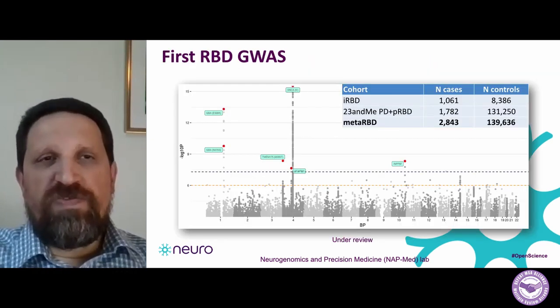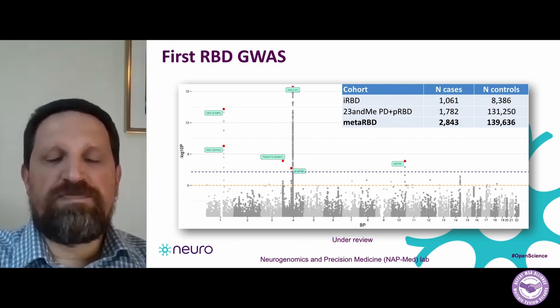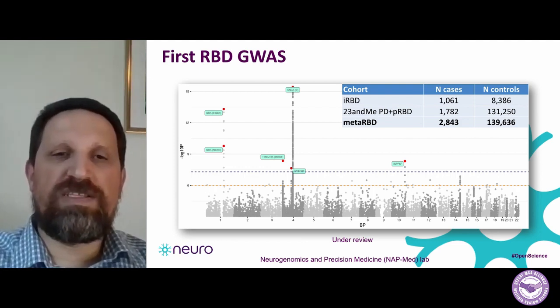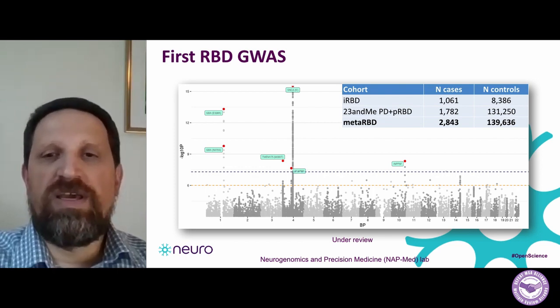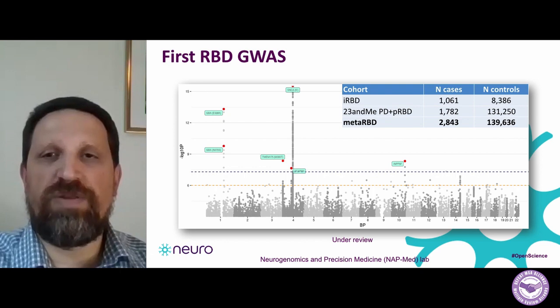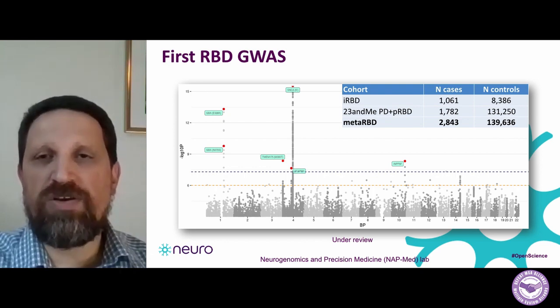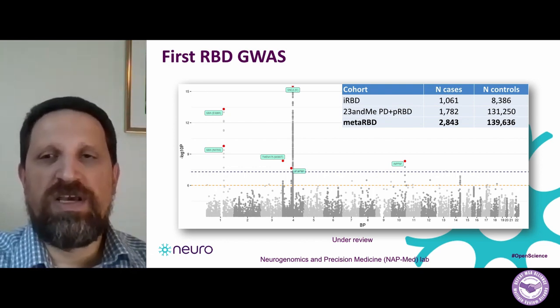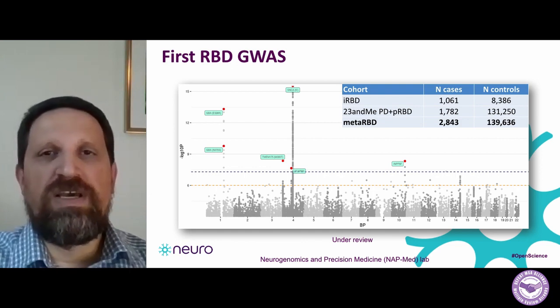So we're currently performing, it's still unpublished, the first Genome Wide Association Study on RBD, where we find several genetic areas that are associated with RBD. In this study, we had more than 1,000 patients with RBD from our cohorts, plus we had data from 23andMe, and we combined the data together to analyze and identify the genes.